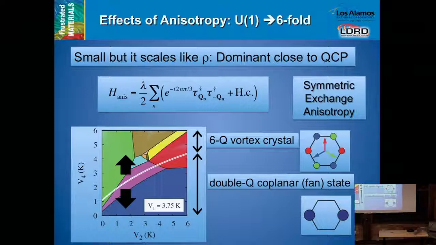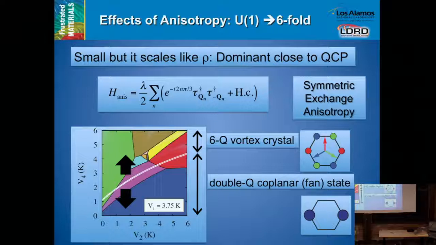And what that means is that the spin-spin interaction also has an anisotropic component, a compass-like interaction like the dipolar. So if you now write that dipolar interaction, or the symmetric exchange anisotropy that you can also get through spin orbit, you end up with this kind of term. Now you can create a pair of bosons with Q and minus Q, or annihilate a pair.